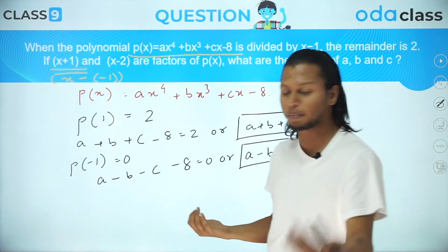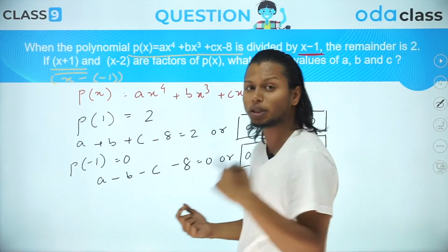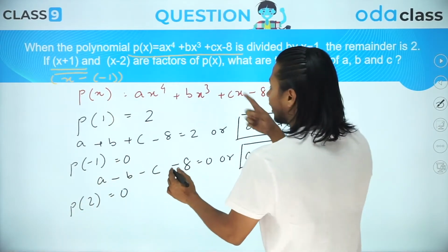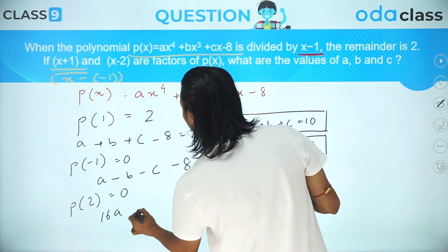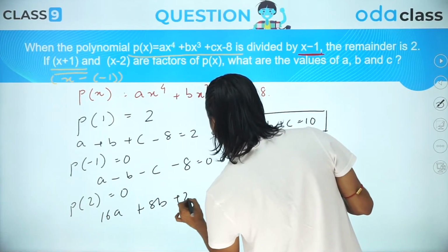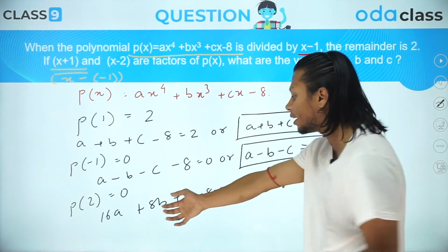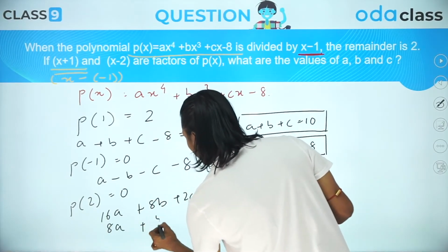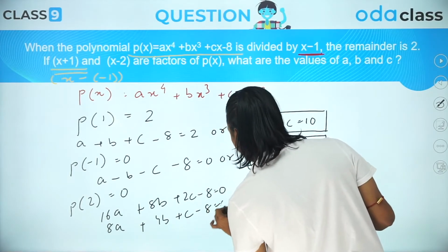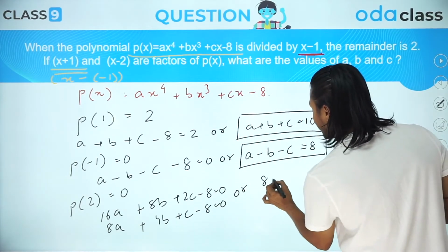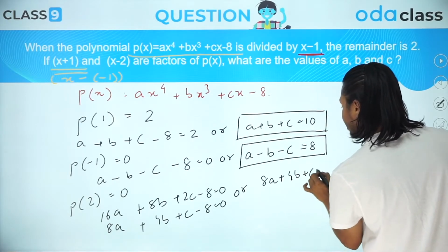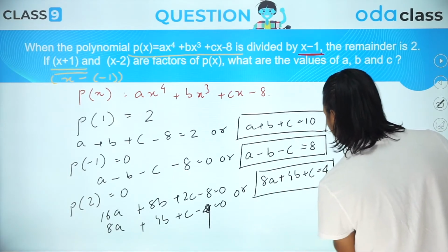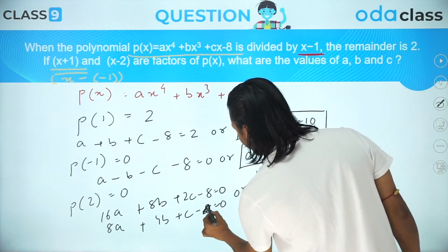Let's process the third information as well, kids, right? It says x minus 2 is another factor. So what can I say? P of 2 is equal to 0, which is to say 16a plus 8b plus 2c minus 8 is equal to 0. I can take 2 common throughout, right? And I can write 8a plus 4b plus c minus 4 is equal to 0, or 8a plus 4b plus c is equal to 4. This is 4 over here because I've taken 2 common.